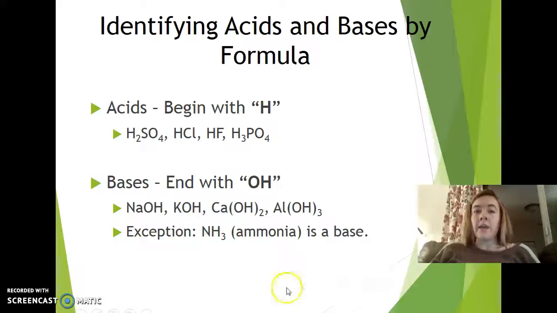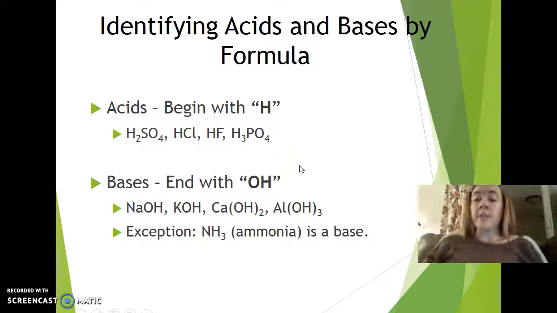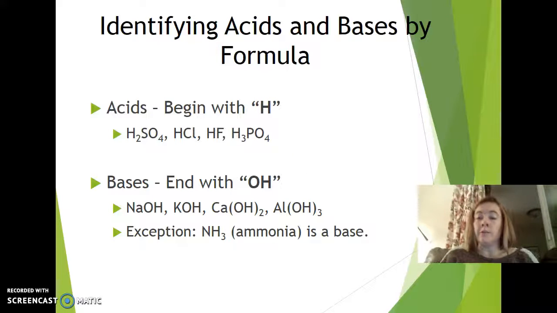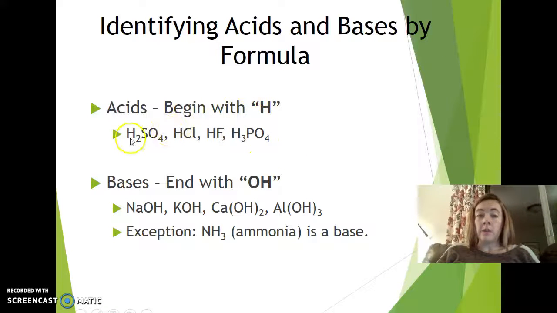So, identifying acids and bases by formula. There are questions that will ask you to identify whether or not a chemical is an acid or a base just by looking at the chemical. The biggest giveaway here is that every one of these chemicals starts with a hydrogen. When you begin with a hydrogen, more often than not, that chemical is an acid. Bases end with an OH.